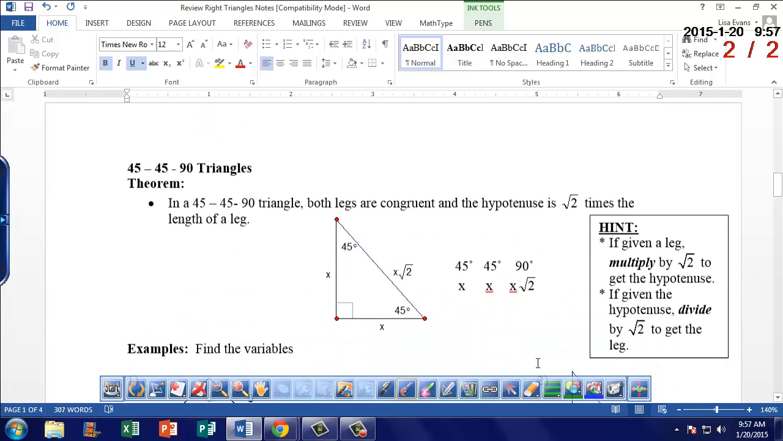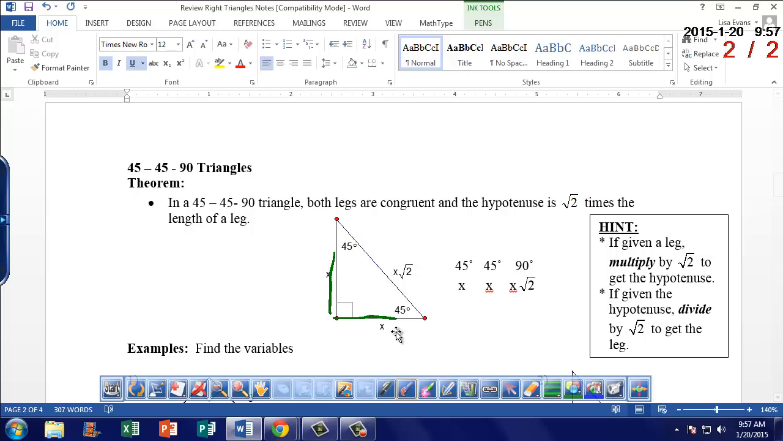Okay, now, we have such a thing called 45-45-90s and 30-60-90 triangles. What happens in a 45-45-90 triangle or a 30-60-90 triangle is the sides have a certain ratio to each other. So if I take a look, in a 45-45-90 triangle, we know that both legs are going to be congruent because it's an isosceles right triangle. And we know the hypotenuse is going to be root 2 times that.